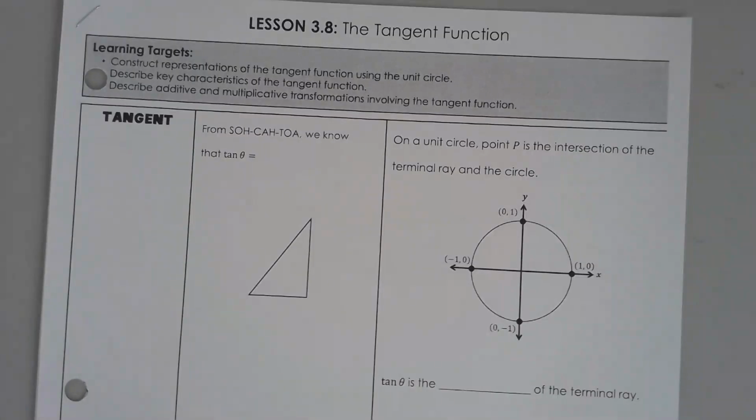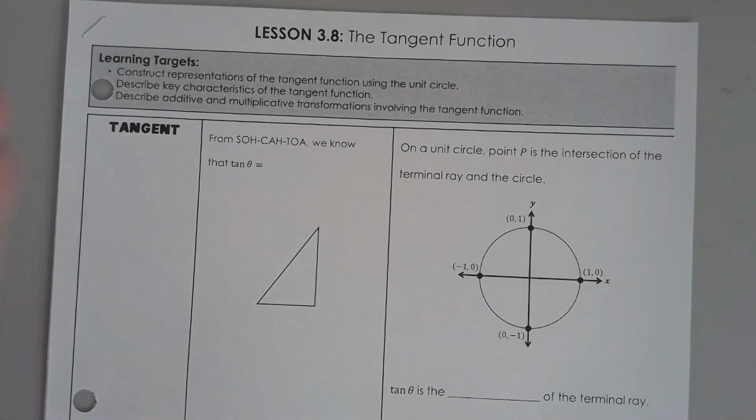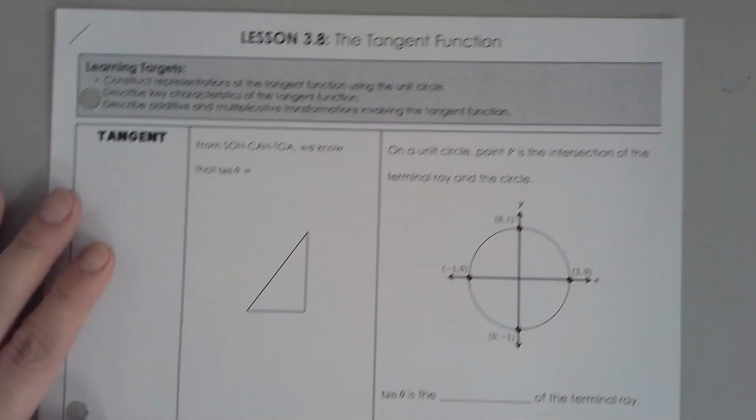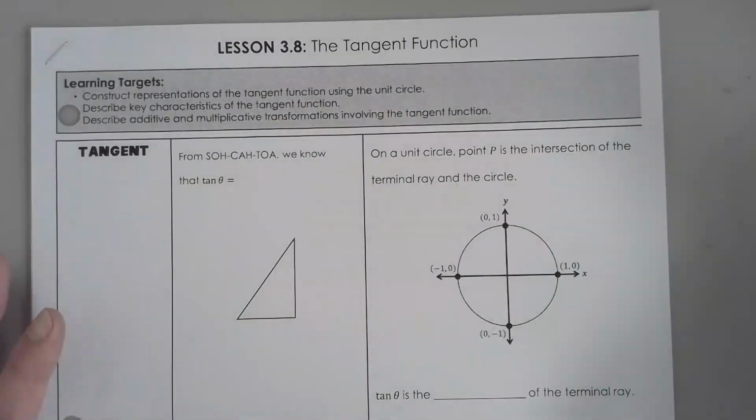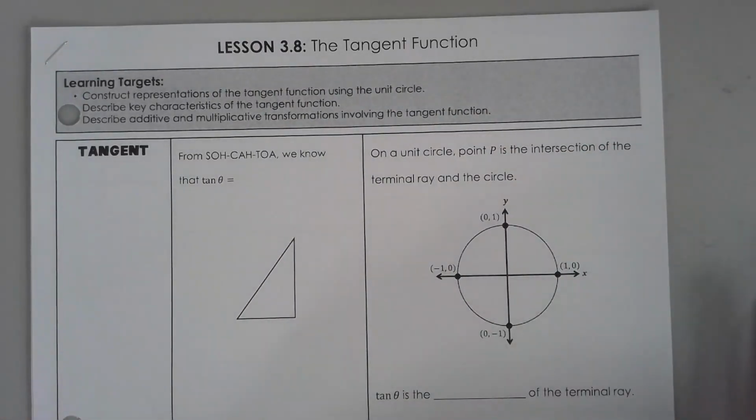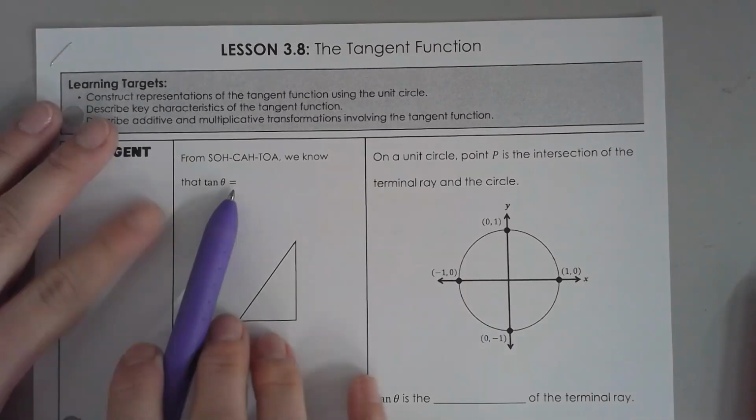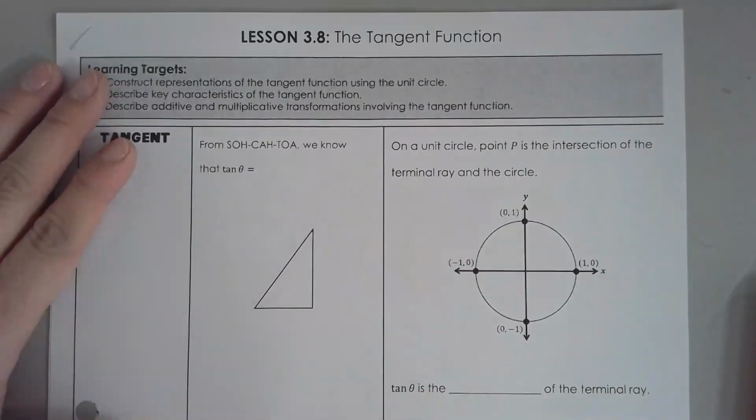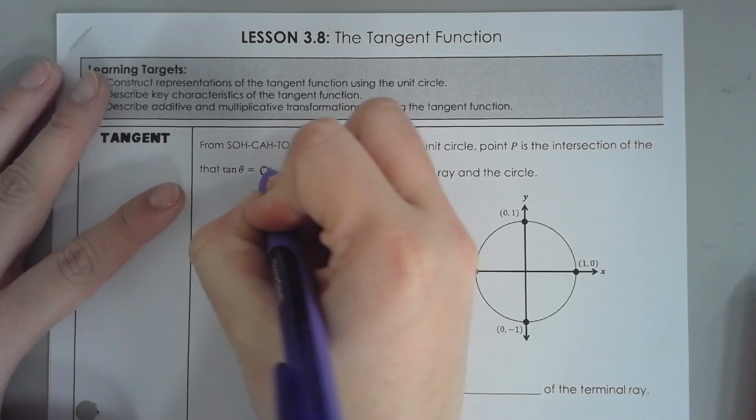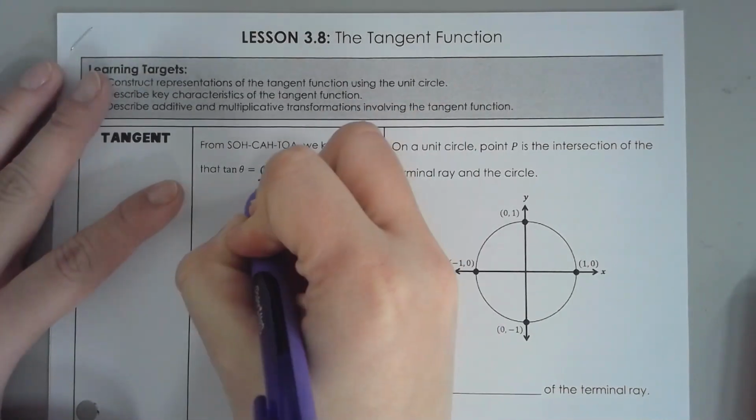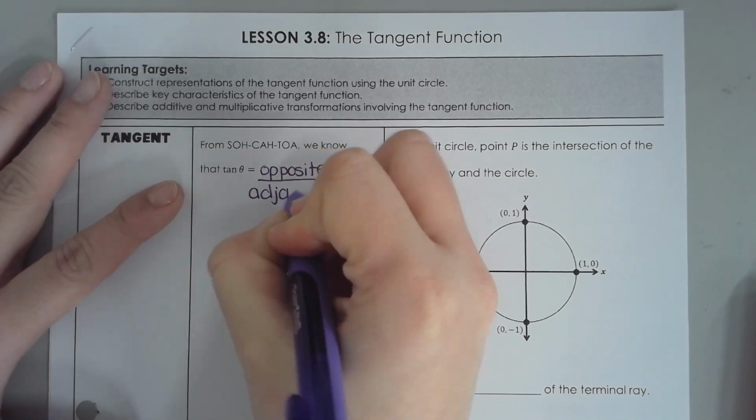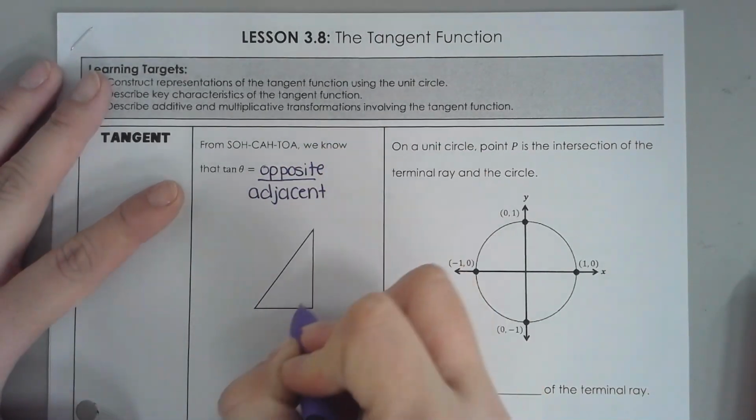Tangent today. We talked about sine, we talked about cosine. Now we're going to talk about tangent. So just to review a few old concepts in geometry: tangent is opposite over adjacent.